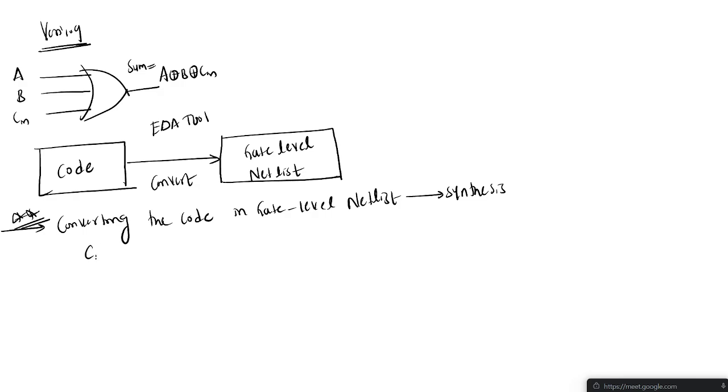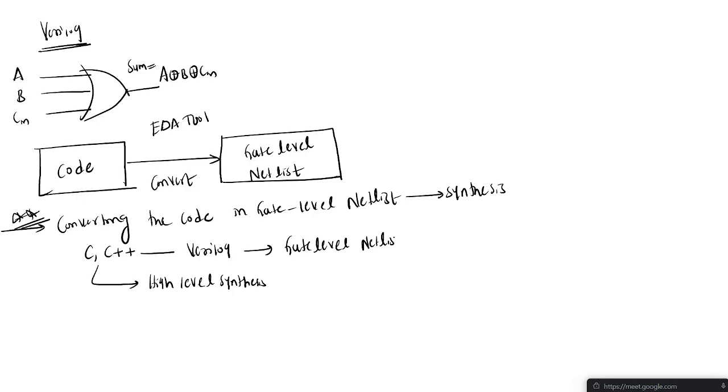And nowadays they are using C or C++ also for writing the code for this hardware, like HDL. This is high level synthesis. Here they are using C or C++, which is converted into Verilog, and again Verilog is converted into a gate level netlist. Why are they using high level synthesis? Because it is easier than writing code in Verilog.